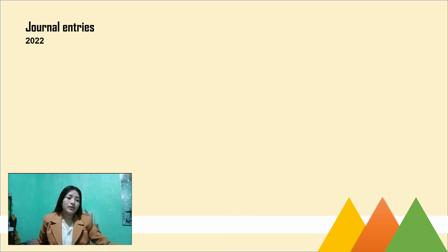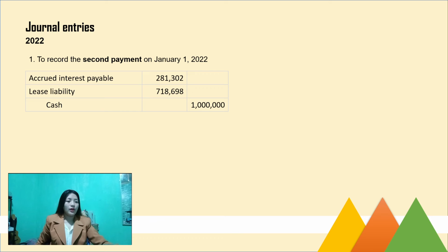Now, for the year 2022, here are the journal entries. So first, to record the second payment on January 1, 2022. Since ito na yung second year of the lease term, kailangan na natin magbayad ng pangalawang payment. So, we will pay cash of 1 million, kaya credit cash 1 million. Then debit accrued interest payable amounting to 281,302. So ito yung inaccrue natin na interest noong December 31, 2021. Since nabayaran na, ite-debit na natin siya. Then the lease liability amounting to 718,698.